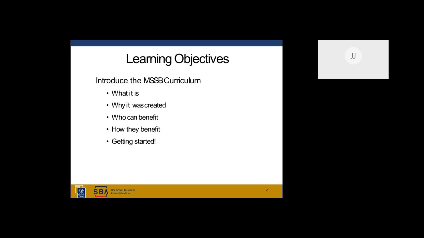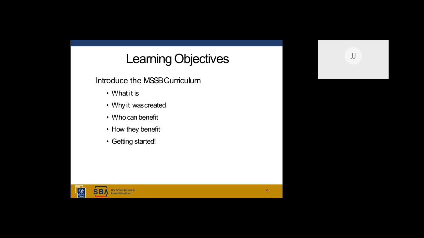On page 4 of your participant guide, you'll find that the learning objectives are stated for you. Ideally, you will walk away from this presentation with a greater understanding of the MSSB curriculum, its benefits, and how you can incorporate MSSB into your training programs and outreach to achieve meaningful and lasting impact in the communities you serve. So what we want to do is complement.